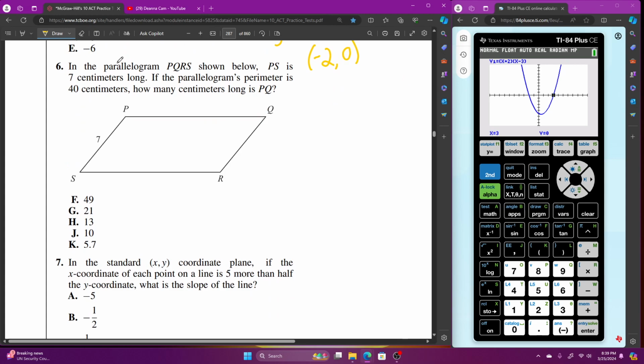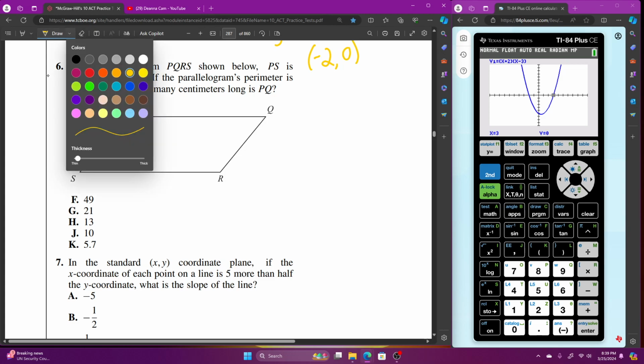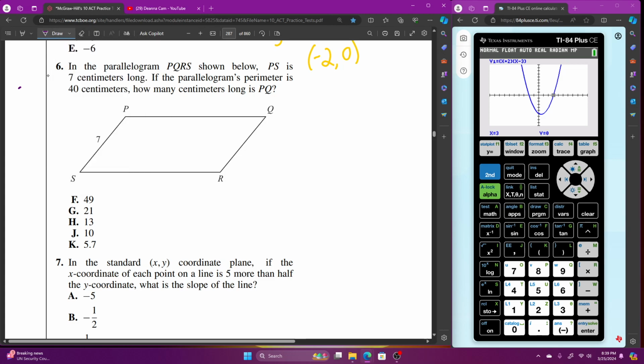Question number 6 says, in the parallelogram PQRS shown below, PS is 7 centimeters long. If the parallelogram's perimeter is 40 centimeters, how many centimeters long is PQ? And on this question, my eyes go straight to the most important word in the word problem. And what would you say the most important word sounds like to you? I'm going to go with perimeter.